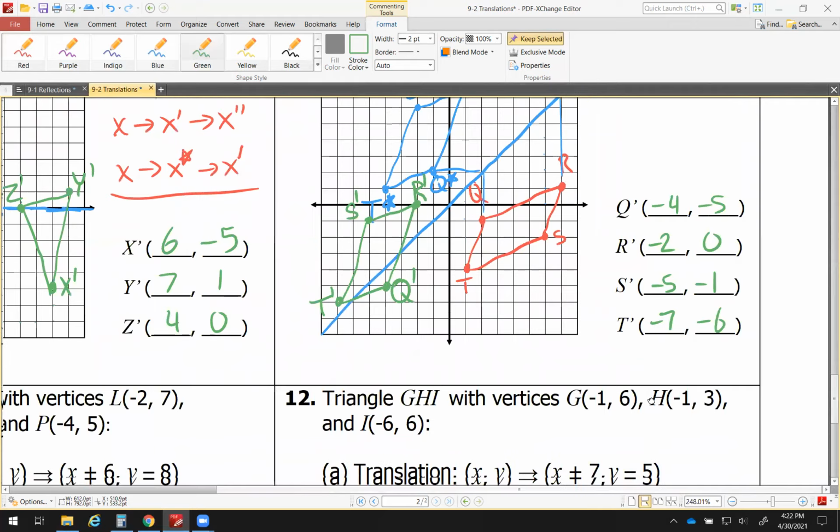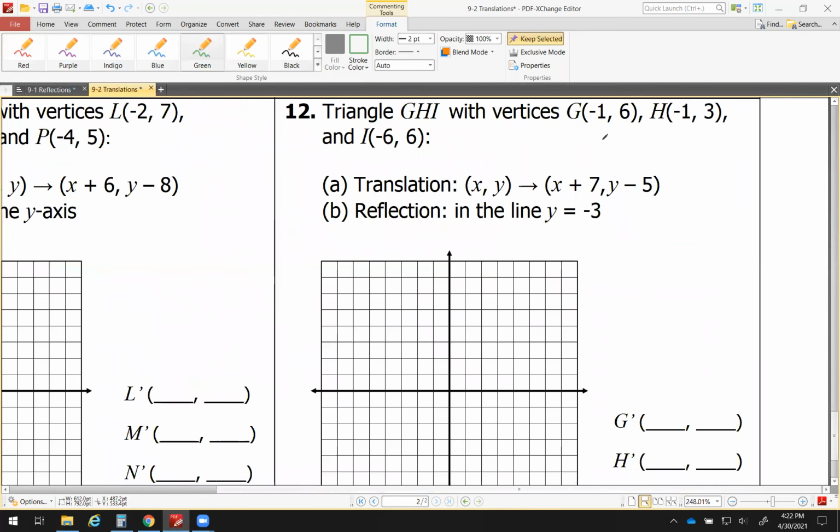Okay, last one, and then I'll talk about the homework. Triangle GHI. This one has the translation first, then the reflection. And the order in which you do these things does affect the result, okay? So this would not be the same as if we had done the reflection first, then the translation.